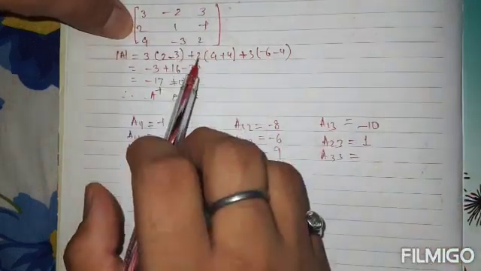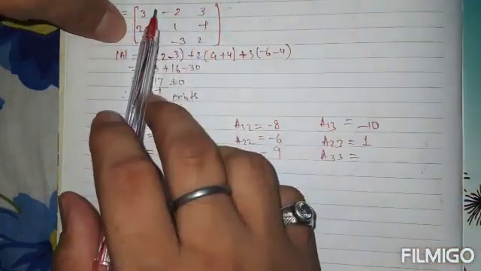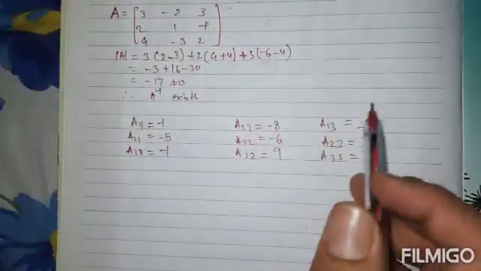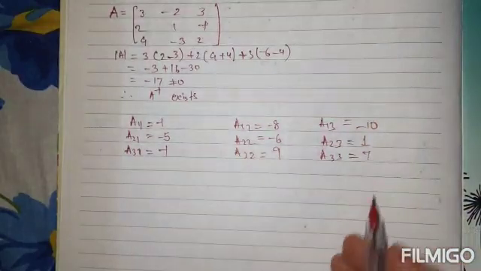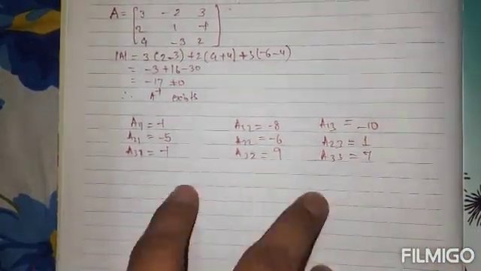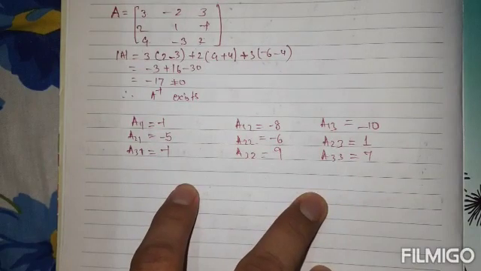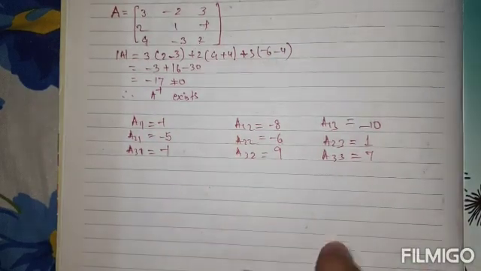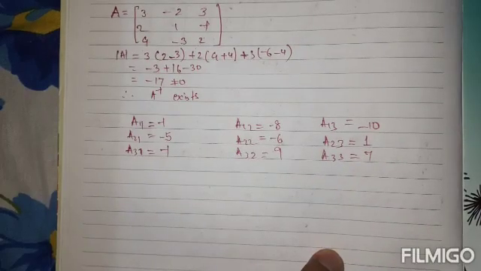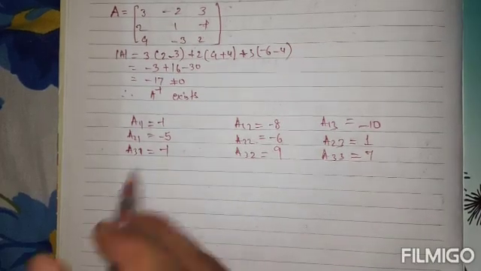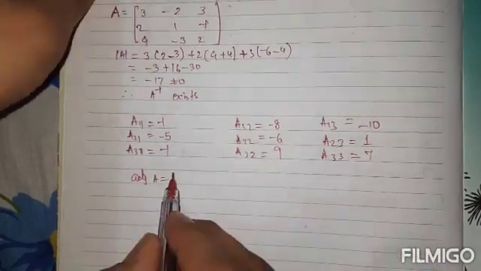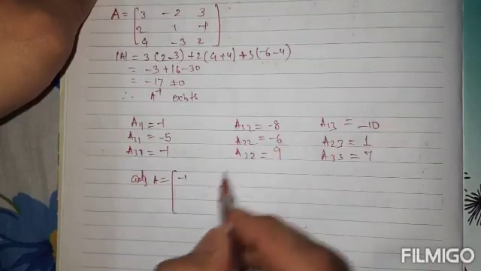And for A33, for this last element, this is 3 ones are 3 minus 4, this is 3 plus 4, 7, so this is the 7. So if we place these elements in a matrix, then that is called the cofactor matrix, and the transpose of that cofactor matrix is called the adjoint. So adjoint of A is nothing but the transpose of the matrix formed by this one.